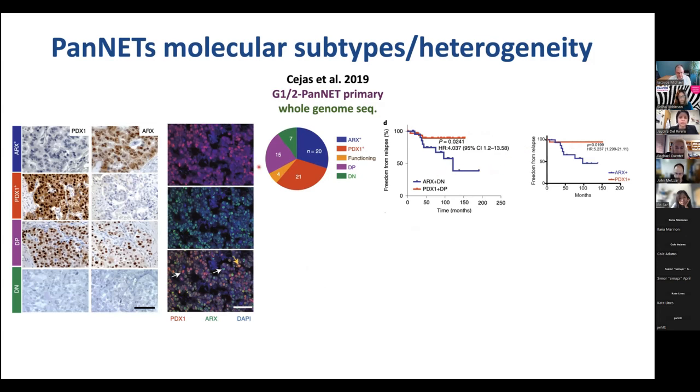However, when you have the ARX positive or double negative, these are going to look more like the alpha-like tumors described by Ilaria. Now you have a poor survival.